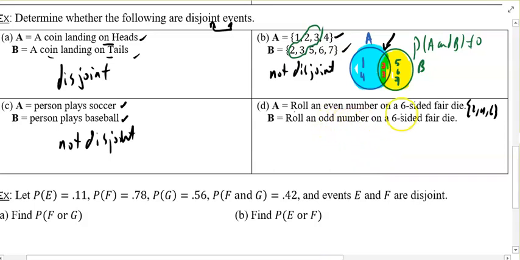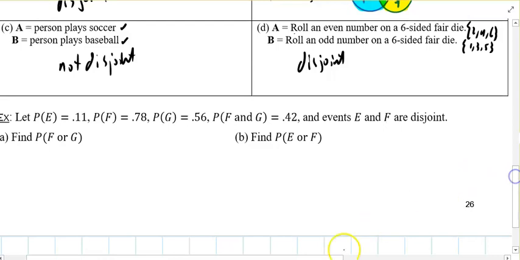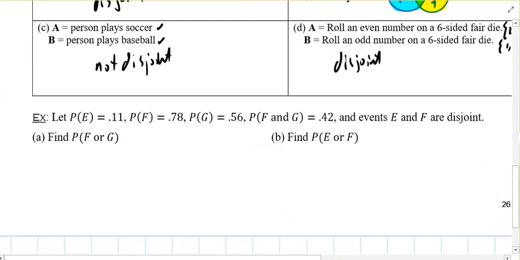You roll an odd: 1, 3, or 5. Could you roll a die and get a number that's even and odd? That's disjoint. They cannot happen together, or mutually exclusive, whatever you prefer. Now comes the actual use of it.